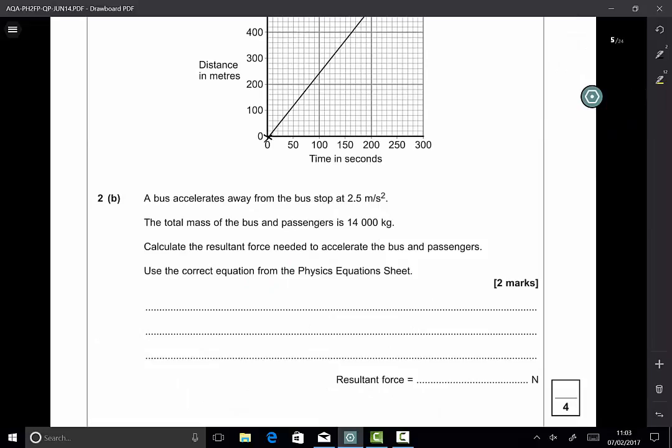Moving on to part B. A bus accelerates away from the stop at 2.5 meters per second squared. The total mass of the bus and passengers is 14,000 kilograms. Calculate the resultant force needed to accelerate the bus and passengers.